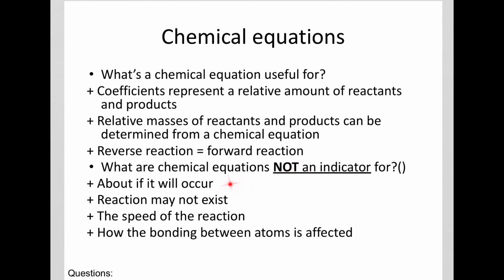What can they not tell us about if it will occur? Just because you can write it and balance it and it's all good doesn't mean it will actually happen. There's other factors to see if something will react or not. It may not exist, meaning that at this stage, it might need to be at a higher temperature to react. This may be there is no condition in the universe in which it's going to react with those two reactants.